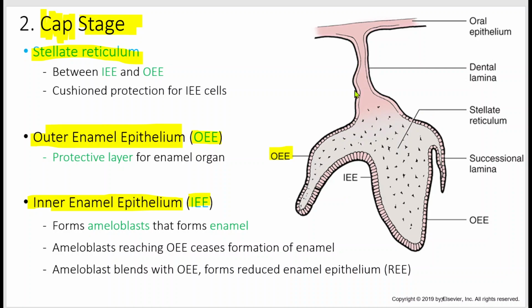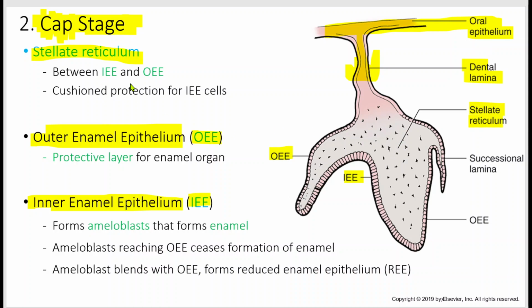And you can see this is the bud that we were just talking about. This is the oral epithelium and the dental lamina. That's where it started, right? The dental lamina grows down. So that's the dental lamina, and it formed the enamel organ. And now the enamel organ is in the cap stage, where we have an outer layer and an inner layer. So outer enamel epithelium and the inner enamel epithelium. Between the outer and the inner, we have the stellate reticulum, right?